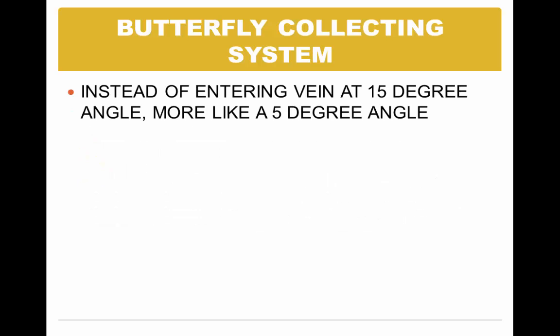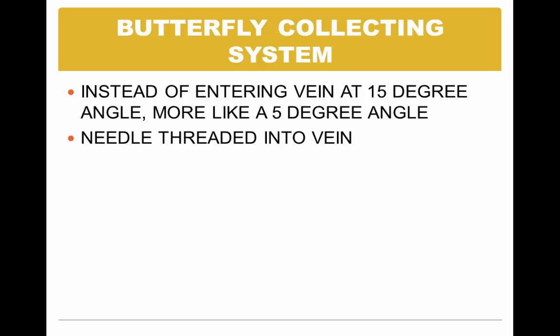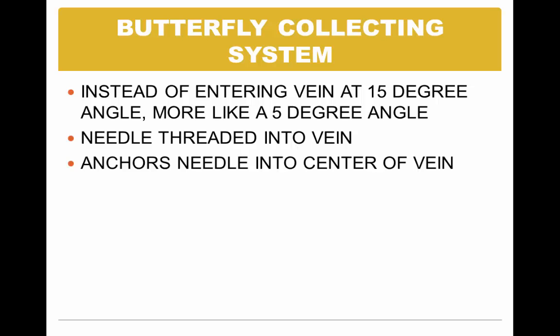Instead of entering a vein at a 15-degree angle, you're going to use more like a 5-degree angle with a butterfly system. The needle is threaded into the vein, and it anchors the needle into the center of the vein, and you can use this with a syringe or a vacutainer. Butterfly systems are usually more expensive. The wings kind of give you a place to hold the needle in place.